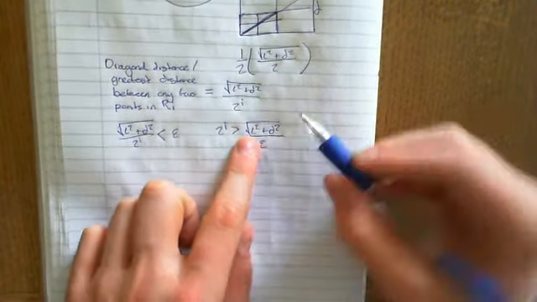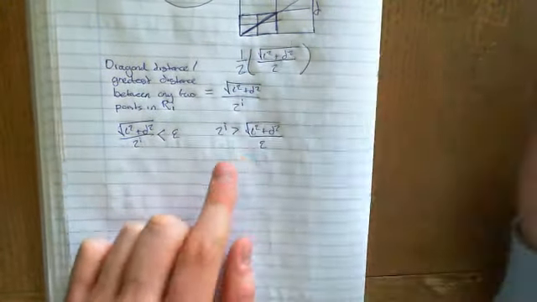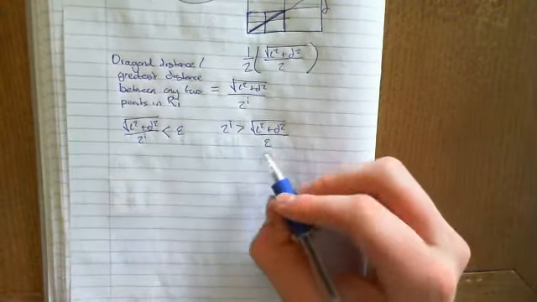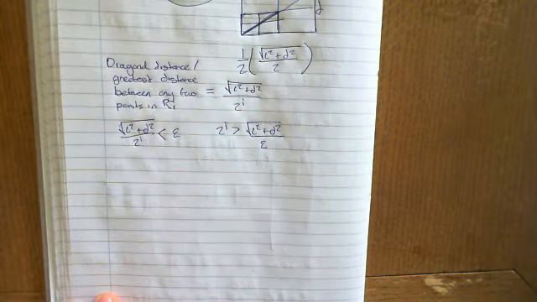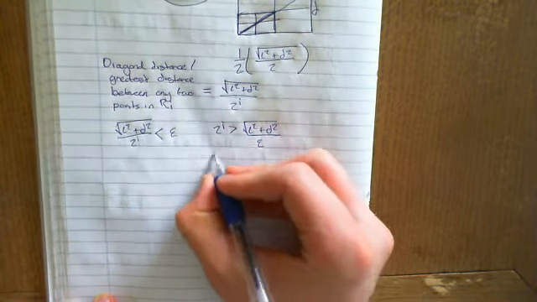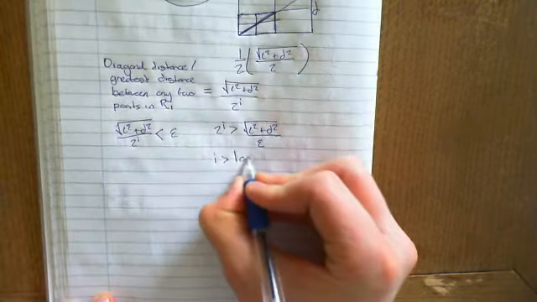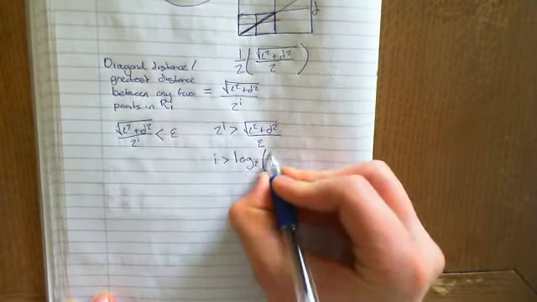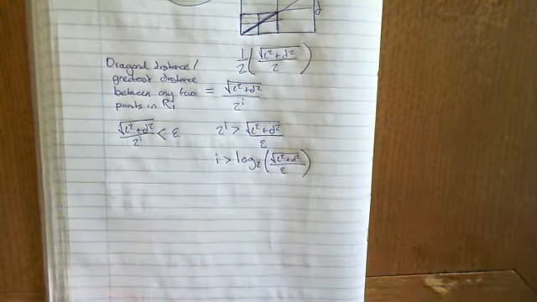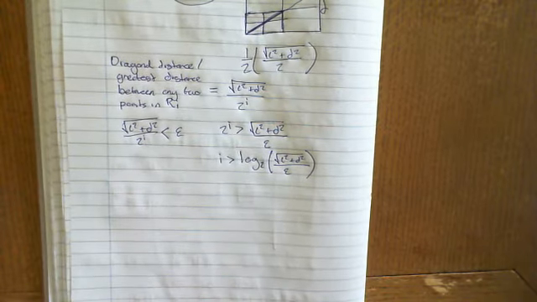So this is just a number. We started with a rectangle, and this is the diagonal distance of that rectangle, so that's a constant. You stick in your epsilon, which is your variable, and you need an i such that this is satisfied. So we could take logs of both sides. So i needs to be greater than log to base 2 of the square root of L squared plus D squared over epsilon.